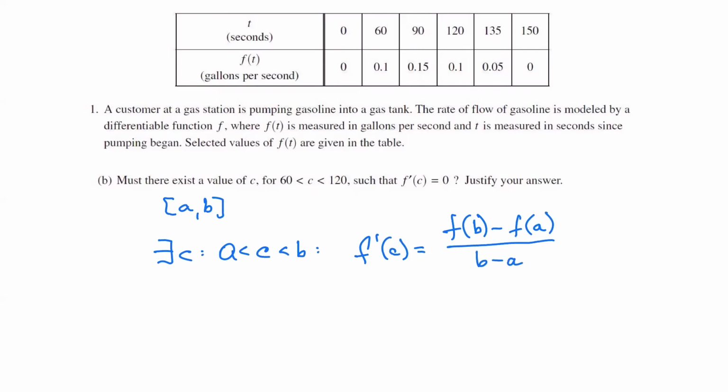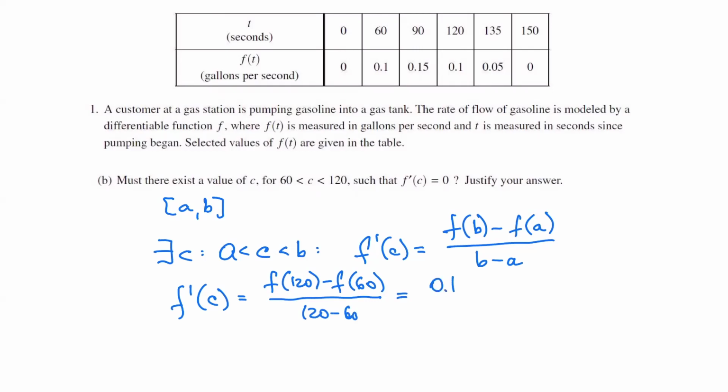In our case, b is 120 and a is 60. So let's calculate: f prime of c is equal to f of 120 minus f of 60, divided by 120 minus 60. This is equal to, from the table, 0.1 minus 0.1 divided by 60, which is equal to 0. So by the mean value theorem, such a c with the property that the derivative at that point c is equal to 0 must exist.